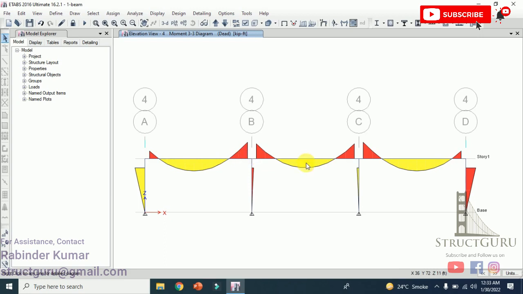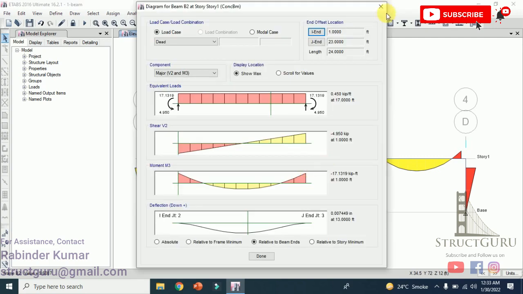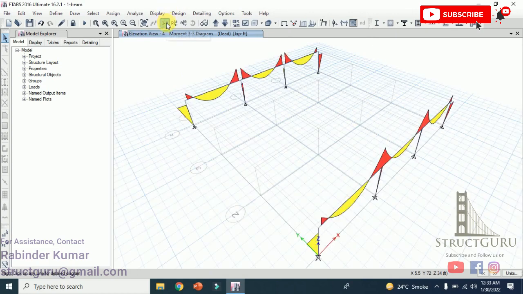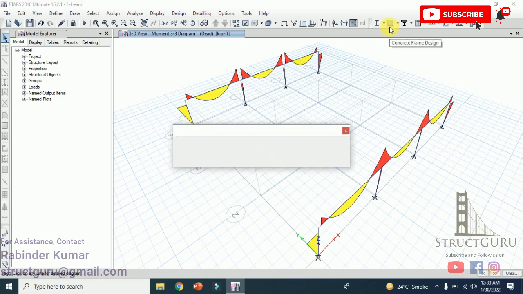Now what's the difference? Though it is giving us the same moment values and the same calculations. The difference is when you design these beams: these three beams are to be designed separately, whereas this whole beam is considered as one and will be designed accordingly. So let's see what the results are. Go to the design.